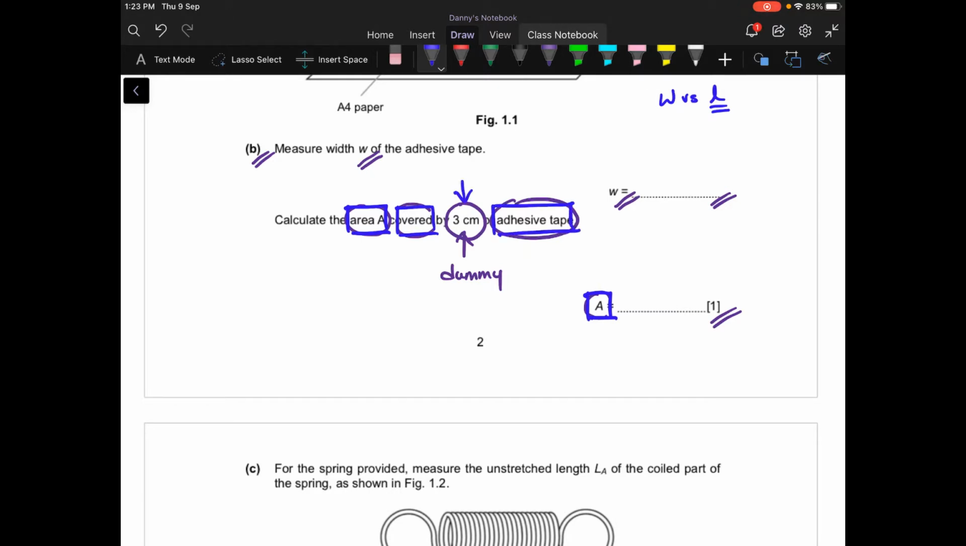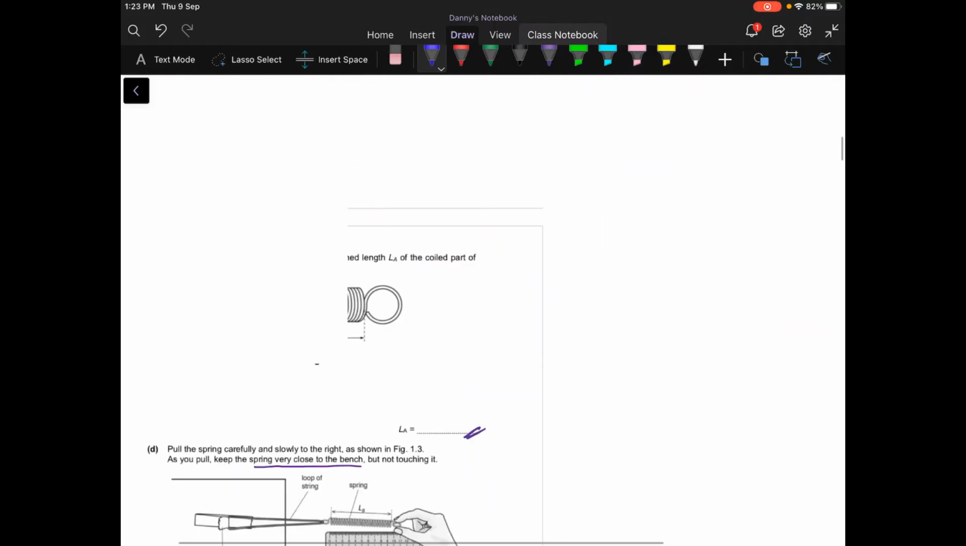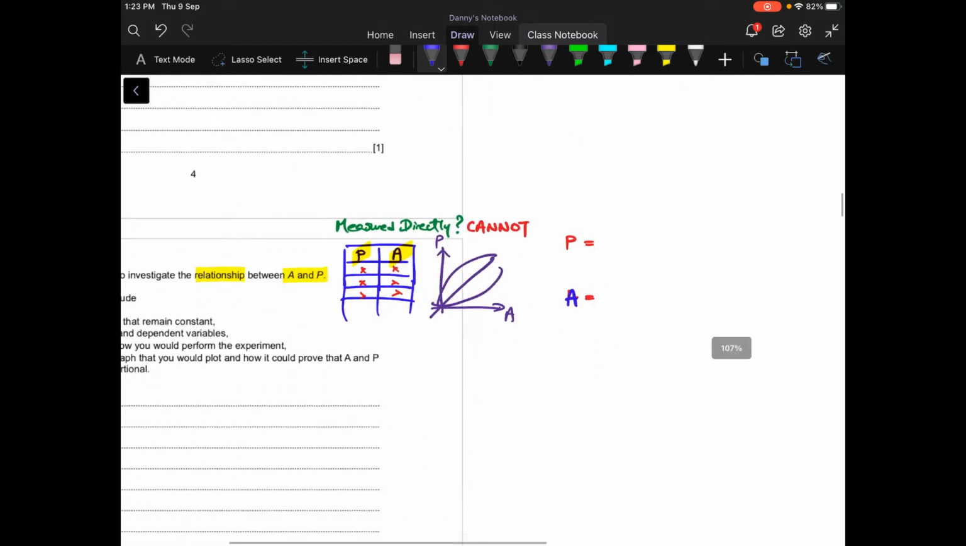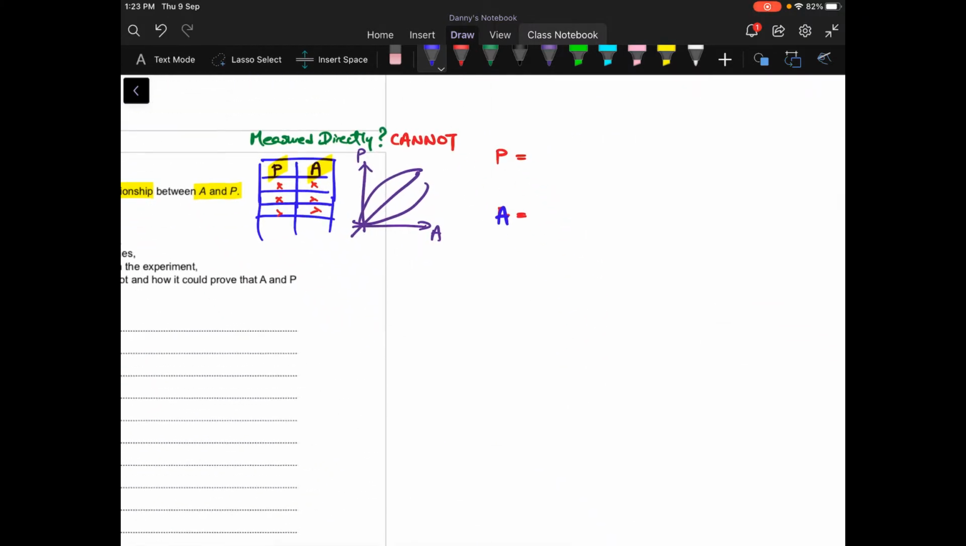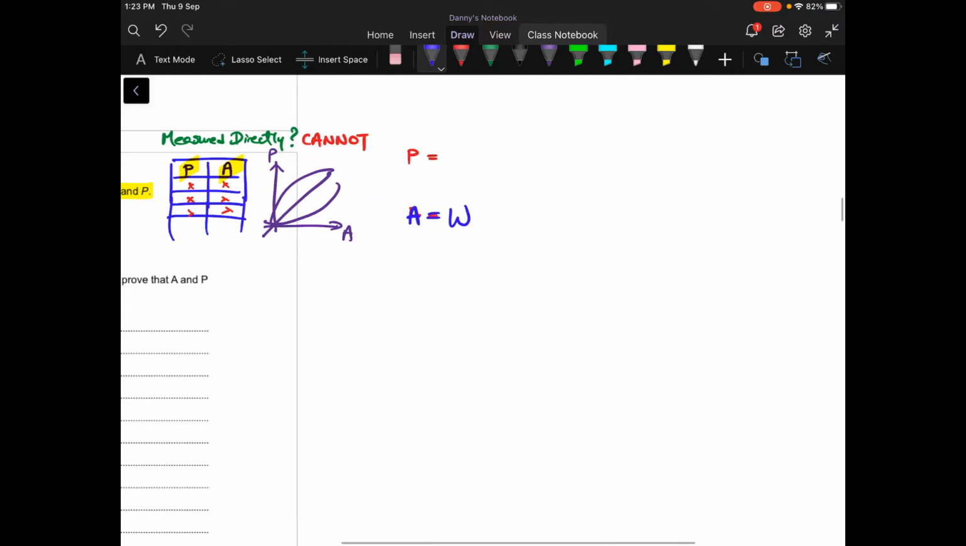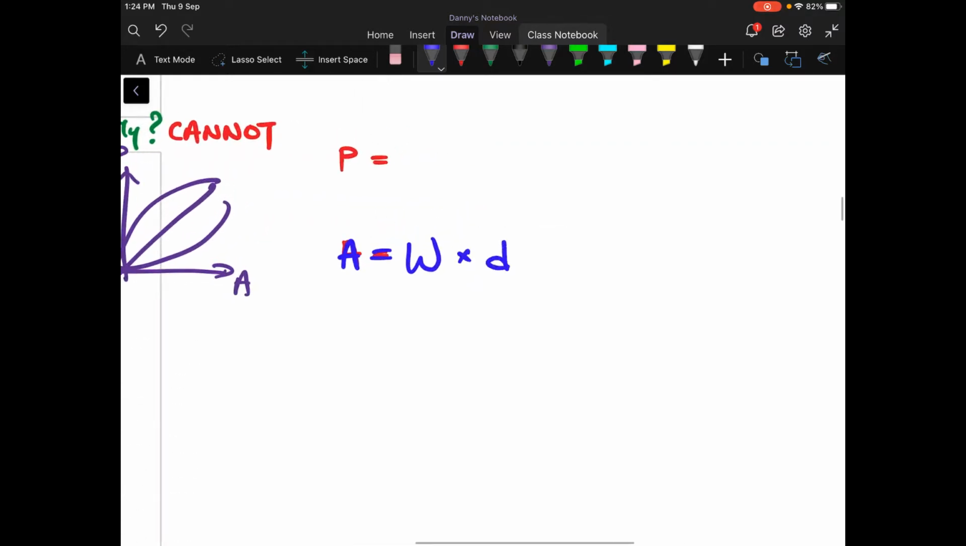And here this 3 cm is basically just a dummy value. I can pull out a tape that is 4 cm, I can pull out a tape that is 5 cm, 7 cm, and so on and so forth. So this is what I mean by dummy value. So once I have this idea, I go back to my rough planning. I will know that A is actually given by the width of the scotch tape multiplied by a certain length, a certain distance. And this W basically is a constant because this roll of tape has a fixed width, correct?